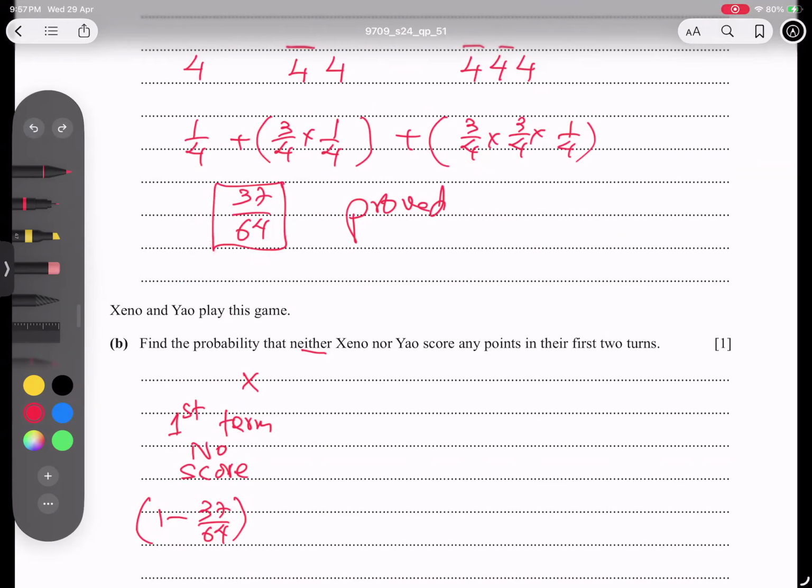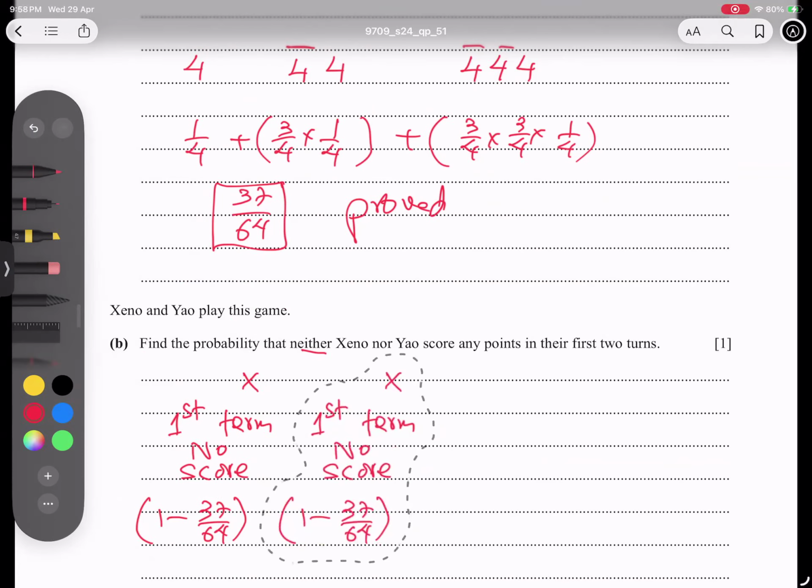Now, the second turn. Again, I have to copy this once again. Copy and paste. Okay, now I'm going to talk about X's second turn, I think turn, I say the second turn, no score. So that's the X person.